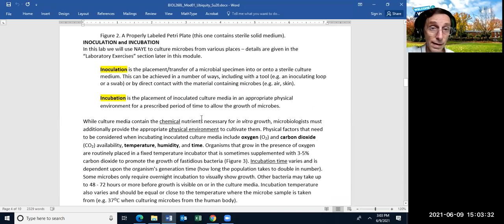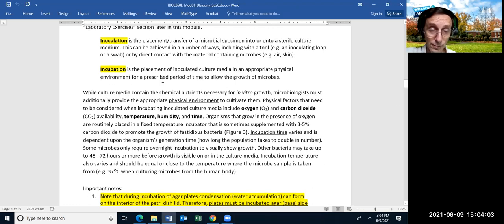All right. An inoculation is the placement or transfer of a microbial specimen into the medium. Incubation is the placement of the inoculated culture media into the appropriate physical environment for growing the microbes. Generally, we incubate things in an incubator. Occasionally, we'll grow them at room temperature, but generally, most things are incubated in an incubator.